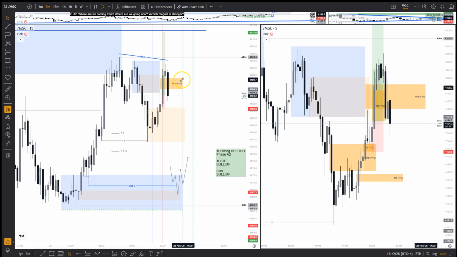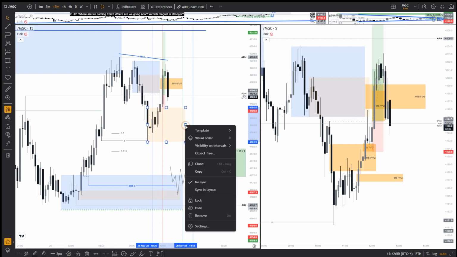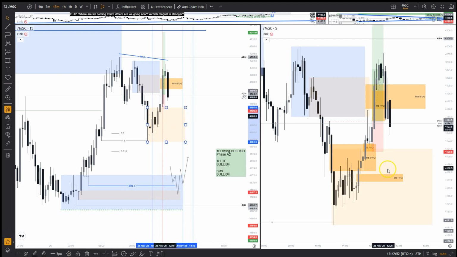Okay, so M15 might be violated and it might be inversed, M15 then for sells. Okay, but we're not allowed to sell, so we will be waiting for mitigation of this demand here. Let me see how this demand looks on M5.